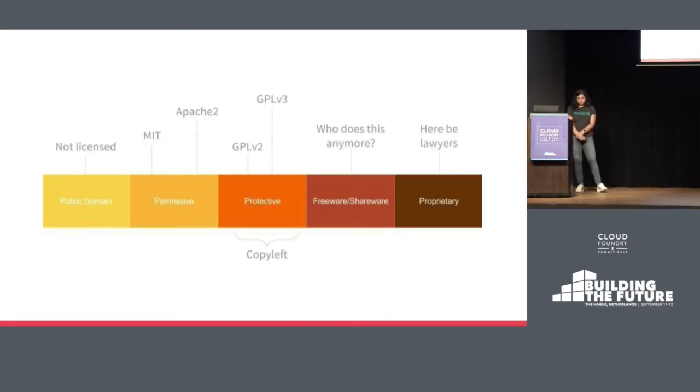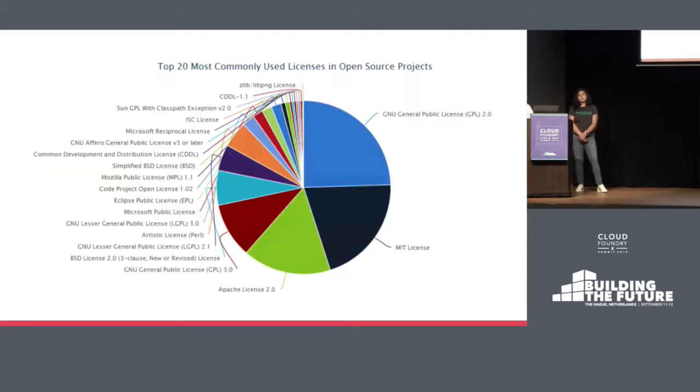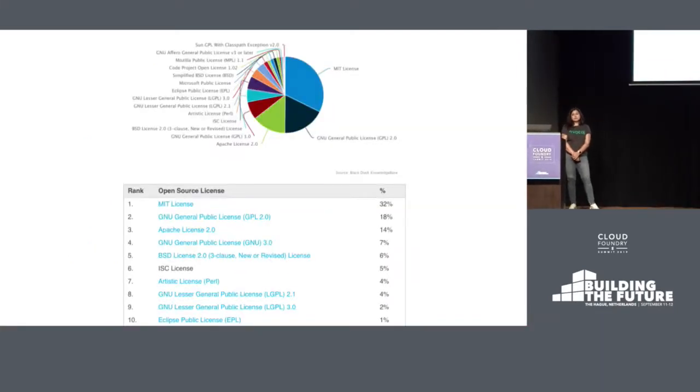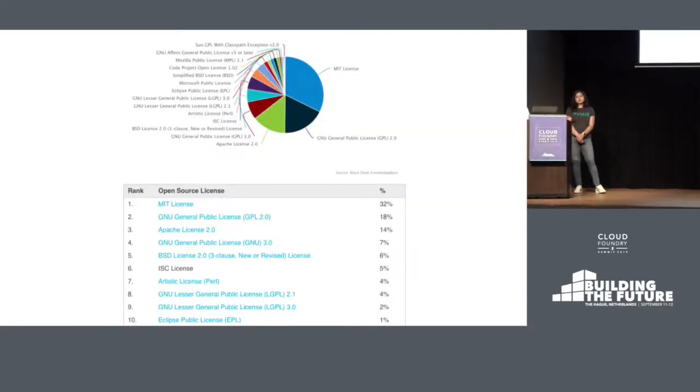And to see where they stand on the spectrum, the MIT license, for example, is the most permissive. And then you have Apache 2 is a little less permissive. GPL is more on the protective side, so that's in the copyleft field. And if you look at the most commonly used licenses, the MIT license is the most popular. I think I have a graph for this. So the MIT license is the most popular, followed by the GNU license, and followed by Apache.